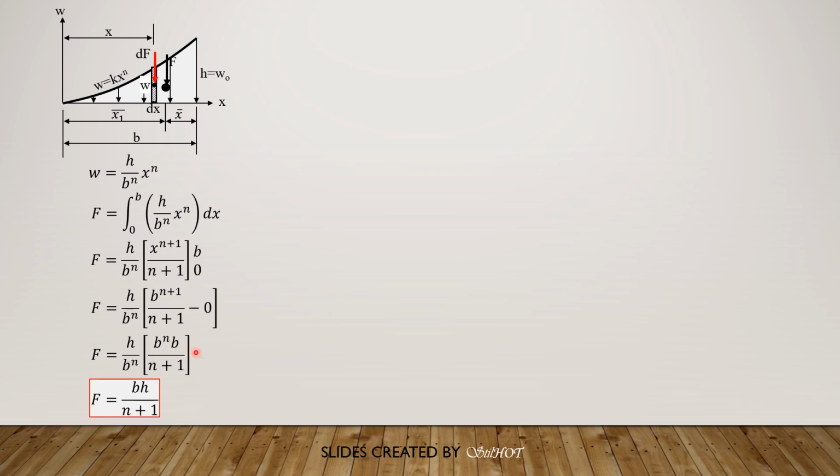So if n is 0, then this is a horizontal line, and it is a rectangle, so it is just bh. If n is 1, then it becomes first degree, so this is our triangle, so it is bh over 2, the area of the triangle, and so on and so forth.